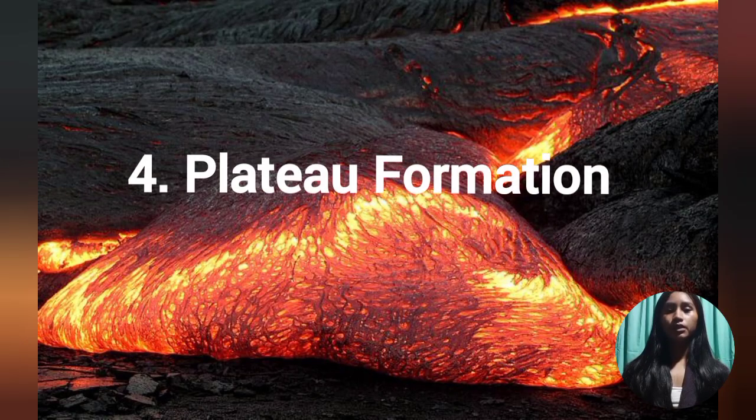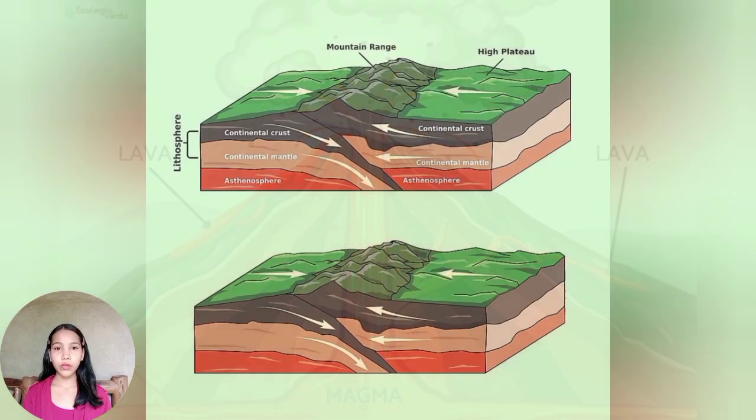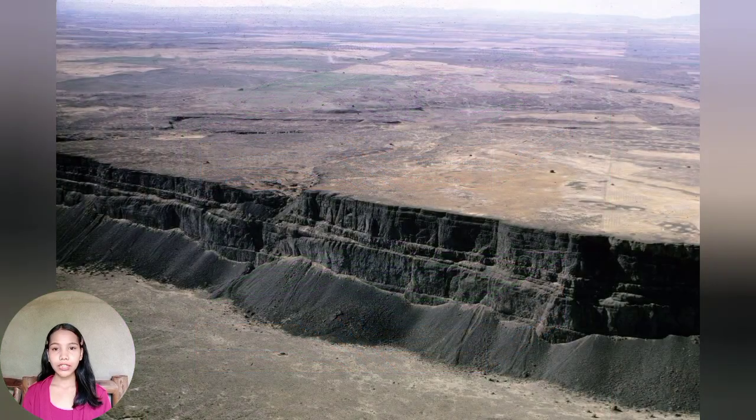Number 4. Plateau formation. Large-scale volcanic eruptions can result in the outpouring of vast amounts of lava over the surface, which cools and solidifies to form a plateau. The Deccan Plateau in India is an example of a landmass formed through such volcanic activity.